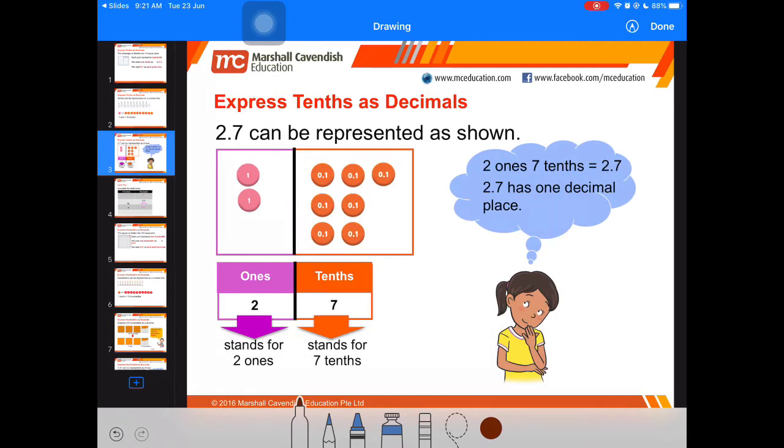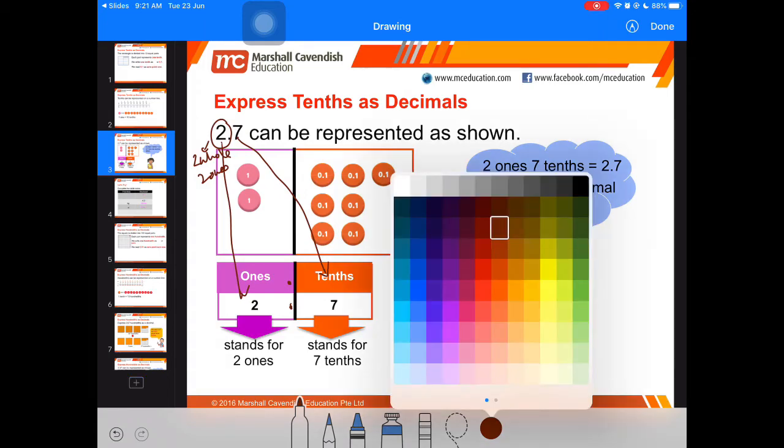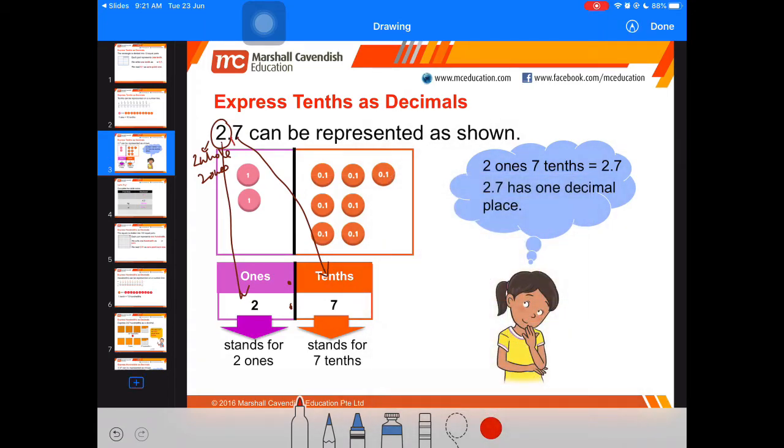So this is 2.7. As you can see, there is a 2. This is 2 wholes or 2 ones. If you look at the place value, 2 ones. And don't forget the decimal point, followed by the 7/10. Okay, don't forget the decimal point. A lot of people forget the decimal point. If you forget the decimal point, then it becomes 27. So it will be 2 ones, 7/10.